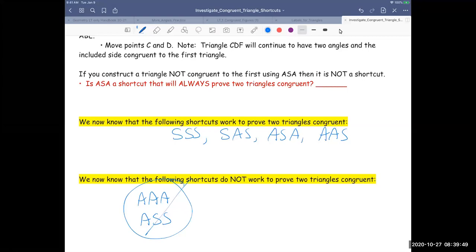Any questions on that investigation at all? That was the goal today. You guys have accomplished the goal. So you have your homework. You can check Schoology calendar. And that's it.